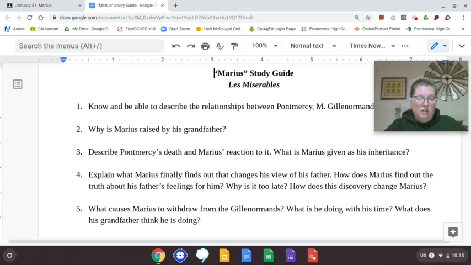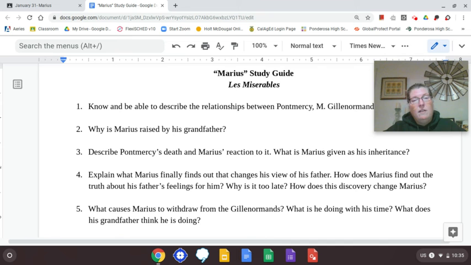So on page 229 to 230, Marius gets summoned to Pontmercy's bedside because Pontmercy is dying. And so he gets this message and he is told, you need to come see your father. He's dying. Marius feels nothing about his father. He's never known him. Remember, he was told by his grandfather his father did not love him and he gave him up. And his father wrote him letters. The grandfather threw them away. They weren't allowed any contact.